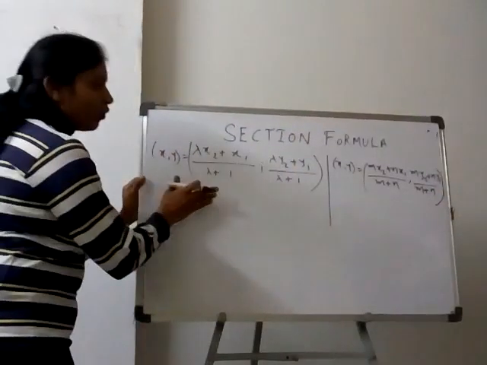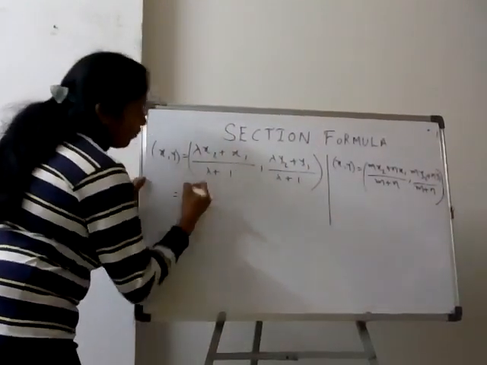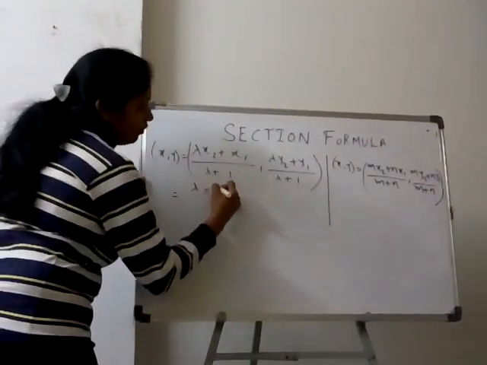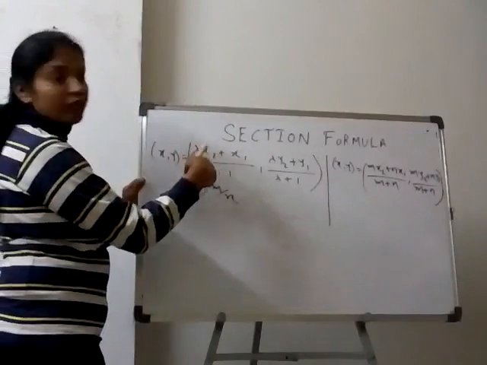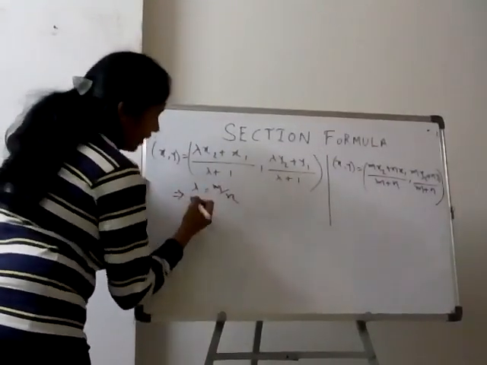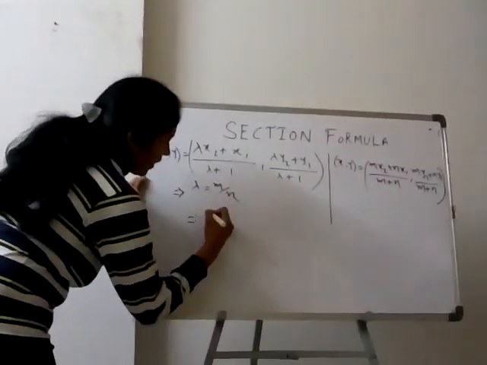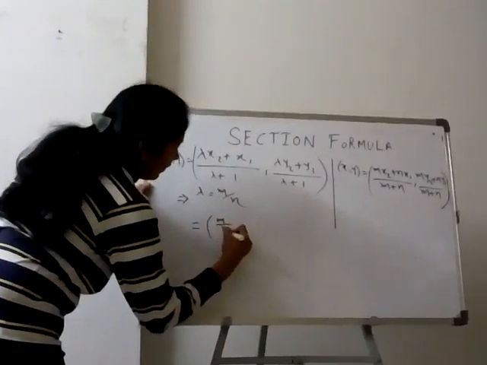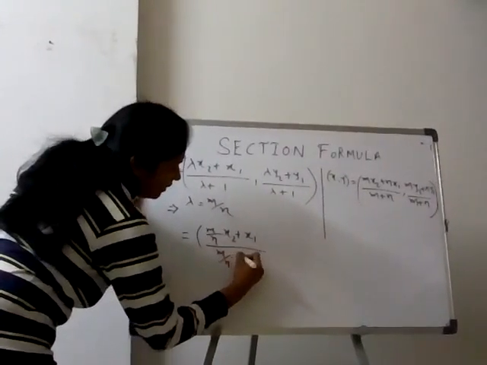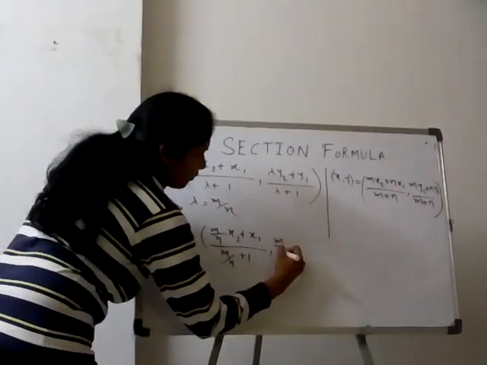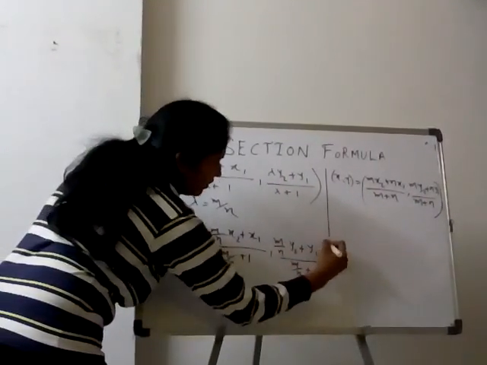Okay, so both these formulas are equal, but over here we are taking lambda equal to m upon n. This formula is derived from the lambda formula only, so that's why we write lambda is equal to m upon n. So we are going to substitute, instead of lambda we will write m upon n x2 plus x1 upon m upon n plus 1, whereas m upon n y2 plus y1 upon m upon n plus 1.